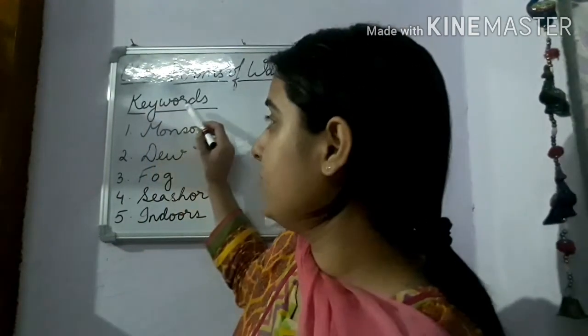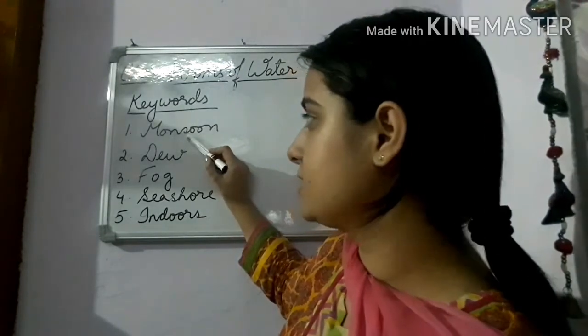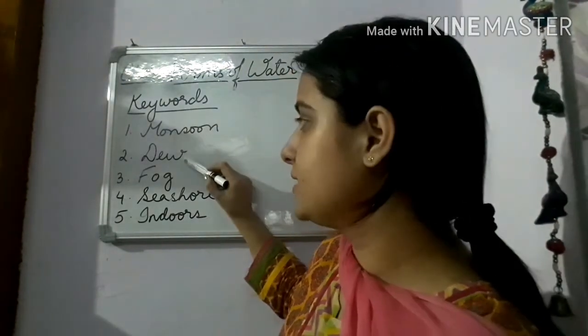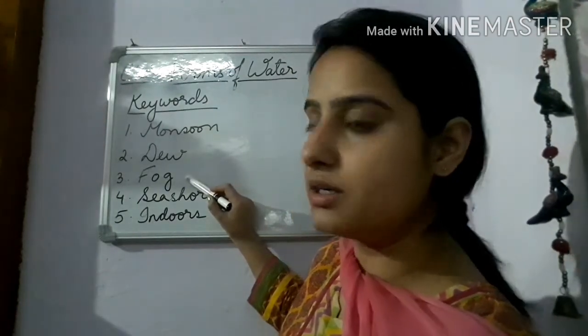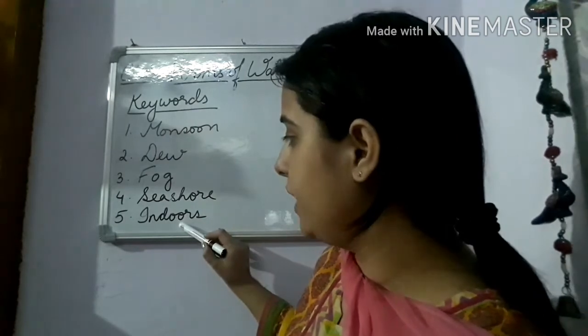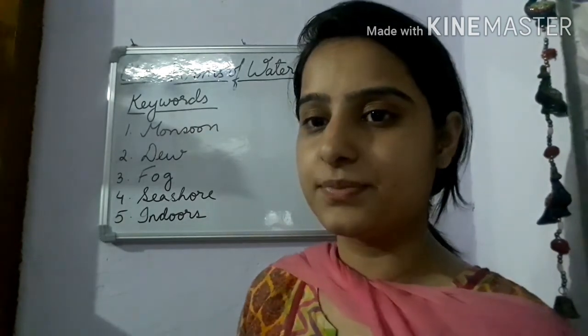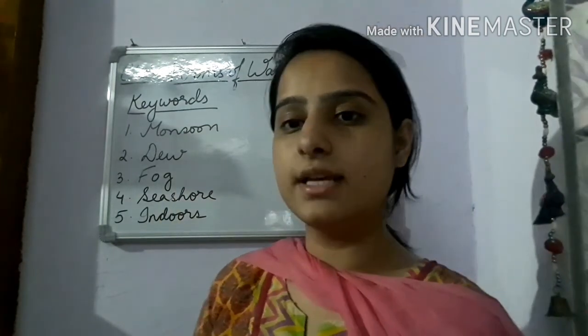Okay, children. So the keywords which we have come across today are: first is monsoon, second is dew, third fog, fourth seashore, fifth indoors. Okay, so you can note down these keywords in your copy.